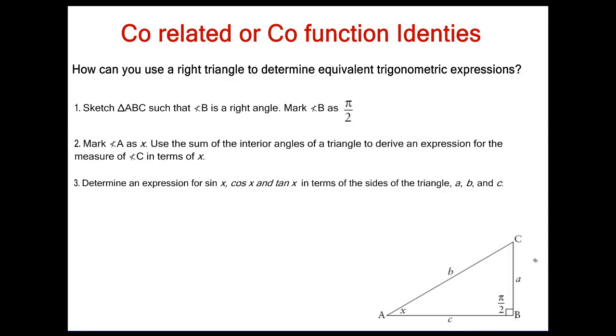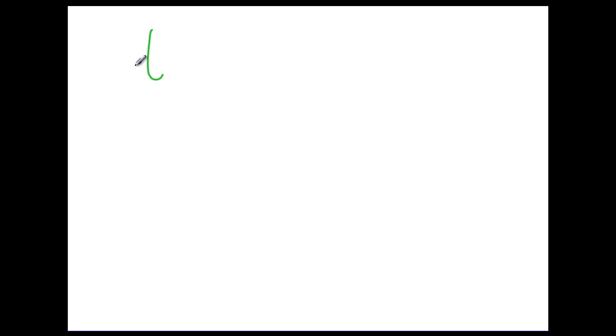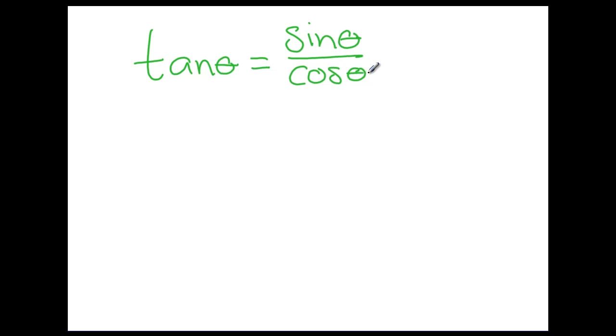Alright, our third lesson is on correlated, or what we call co-function identities. Identities are basically a different way of writing different trig functions. In grade 11 you would have studied two trig identities: the tan identity, tan of theta is equivalent to sine of theta over cos of theta, and the Pythagorean identity, sine squared theta plus cos squared theta is equal to 1.